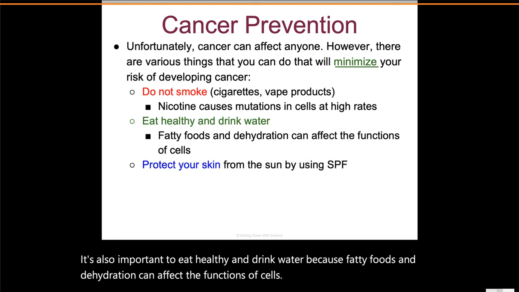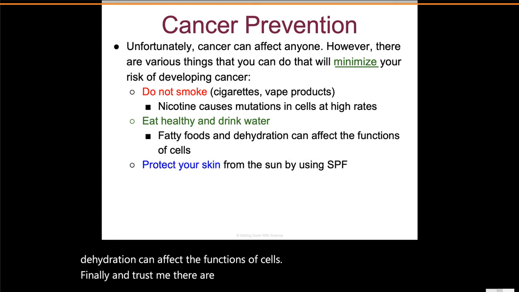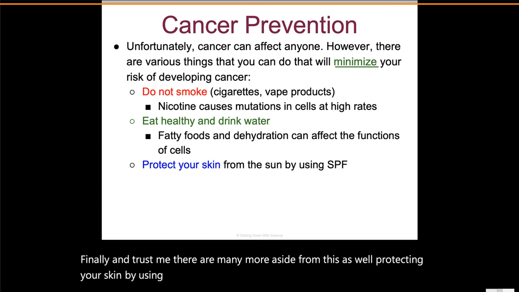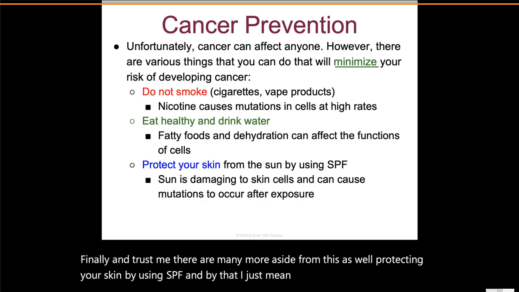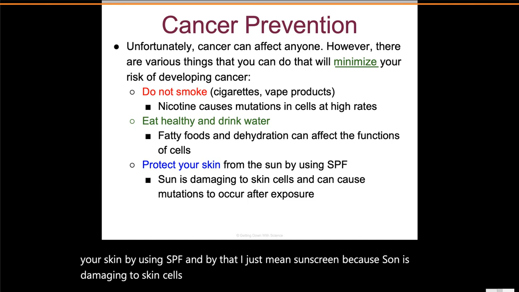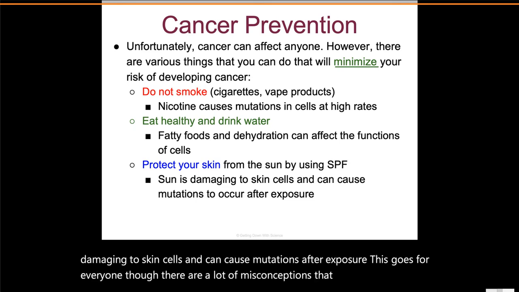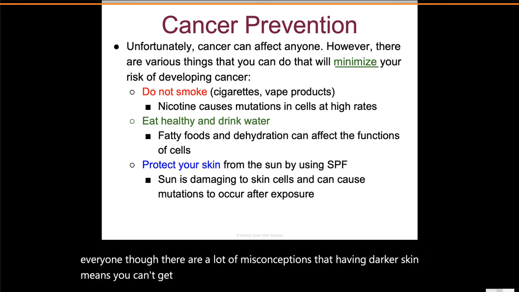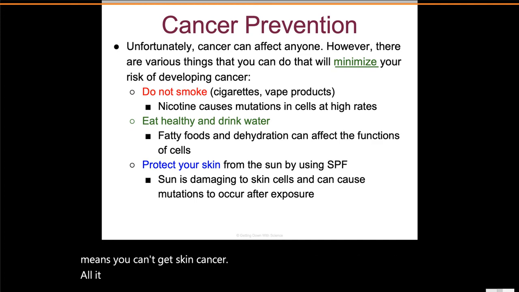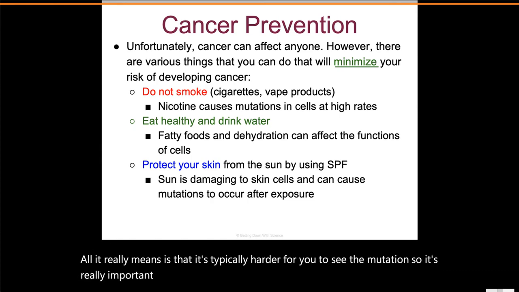Finally, and trust me, there are many more aside from this as well, protecting your skin by using SPF, and by that I just mean sunscreen, because sun is damaging to skin cells and can cause mutations after exposure. This goes for everyone though. There are a lot of misconceptions that having darker skin means you can't get skin cancer. All it really means is that it's typically harder for you to see the mutations. So it's really important for anybody, regardless of very dark skin or fair skinned, to wear sunscreen.